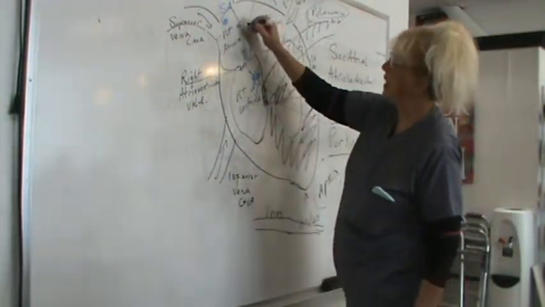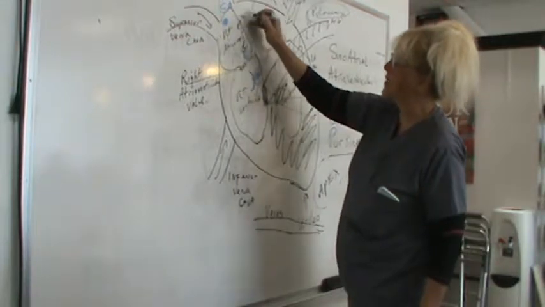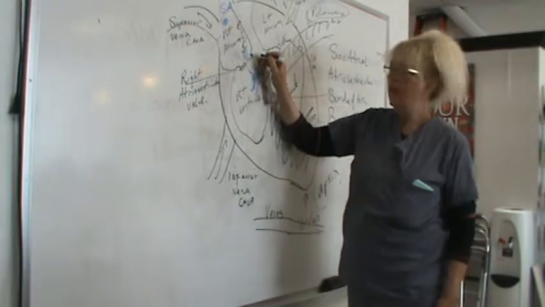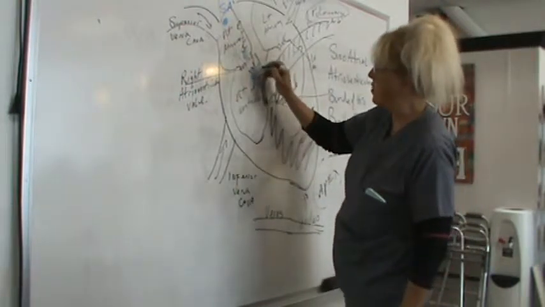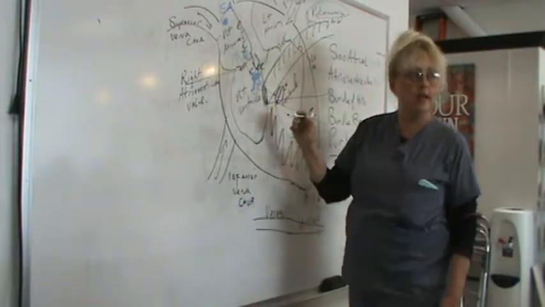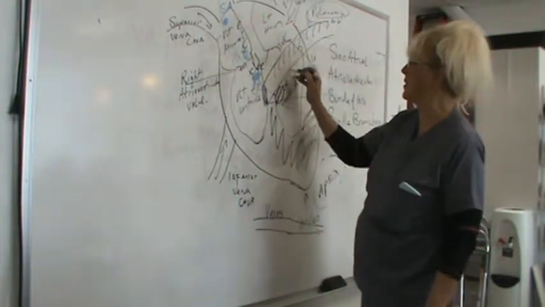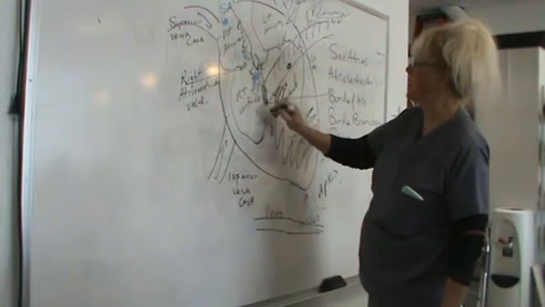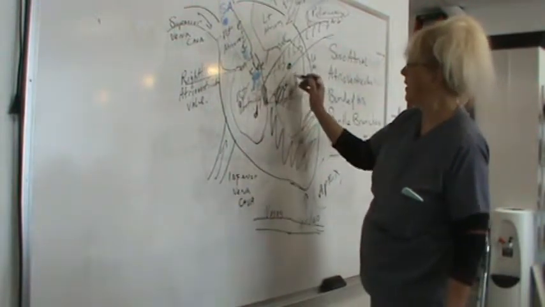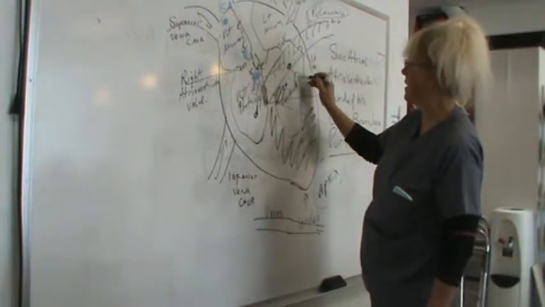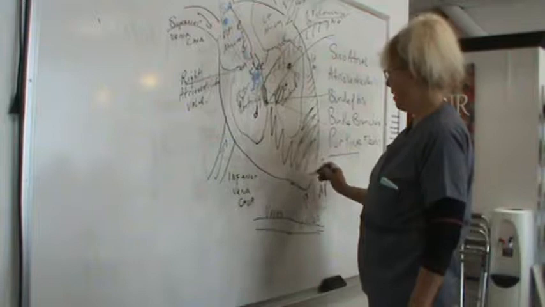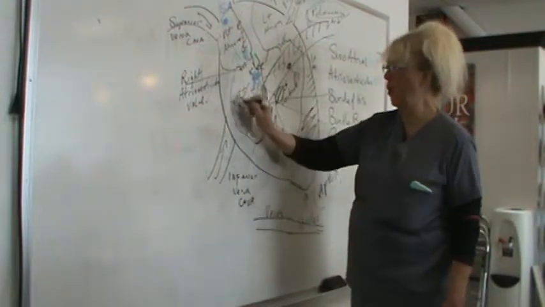So basically the electron flow is such that the SA node is going to send electrons to the AV node. The AV node is going to send more electrons to the bundle of His. The bundle of His is going to send electrons to the bundle branches that are throughout the heart. And then of course bundle branches are going to send electrons to the Purkinje fibers. The Purkinje fibers line the heart. They're all over the place.